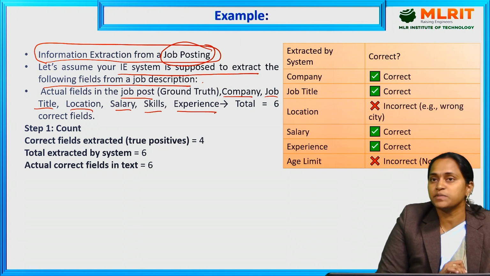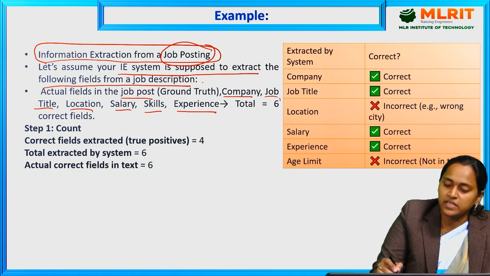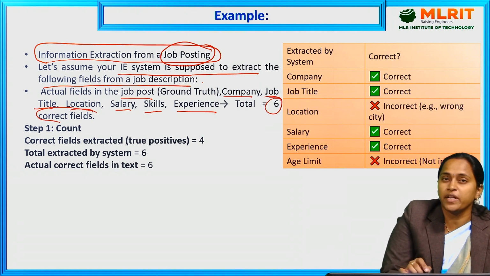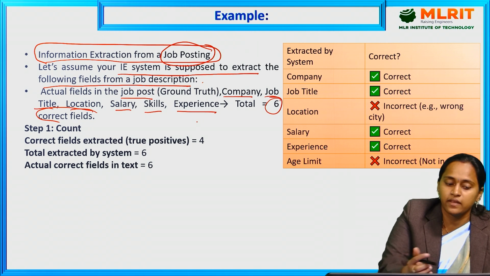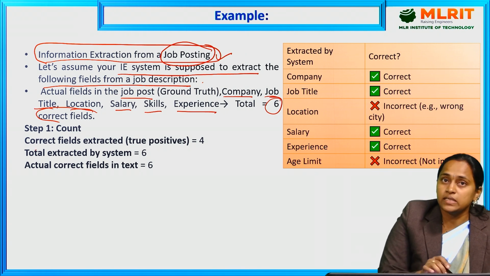Experience, or how much experience we need, right? Here we are taking some 6 fields. The user is taking 6 fields. We are not taking any sentences, just blindly taking some information from the job posting. So how many fields are we taking here? 6 fields. Let's see the step-by-step procedure.